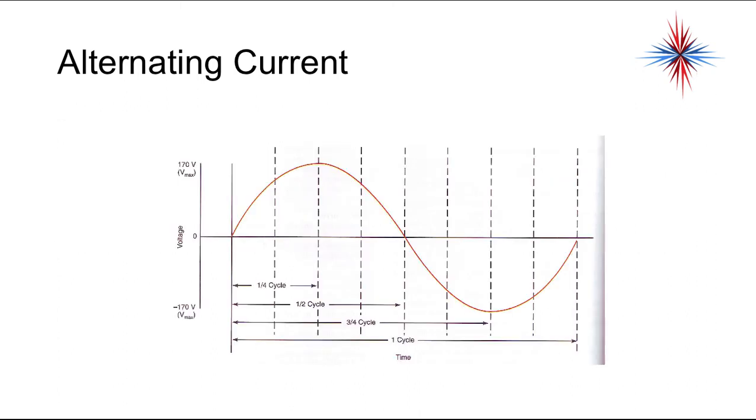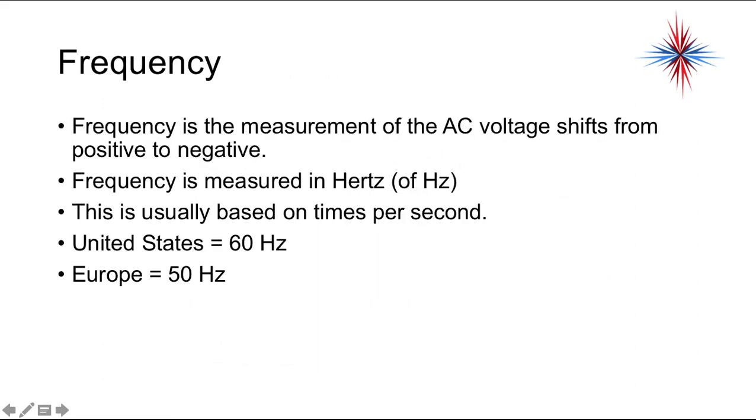If you took a picture of an alternating current wave pattern, you will see that it starts at 0 volts, a quarter cycle brings it up, could be to 170 volts, back down to 0 volts at half cycle, and then one complete cycle brings it back to 0 volts after it goes negative. So this happens 60 times per second, which is known as the frequency. So the frequency is the measurement of the AC voltage shifts from positive to negative. Frequency is measured in hertz. This is usually based on times per second.